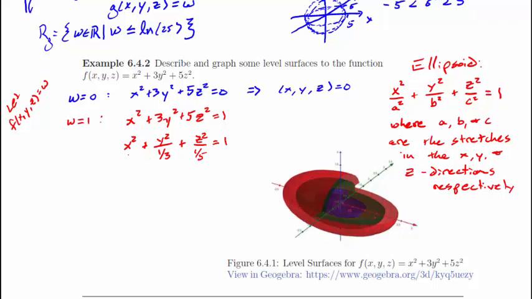So we get a stretch in the y direction of the square root of 1/3, because it's b squared. So the stretch in the y direction is b, and the denominator is b squared. So the stretch in the y direction is the square root of 1/3. The stretch in the z direction is the square root of 1/5.